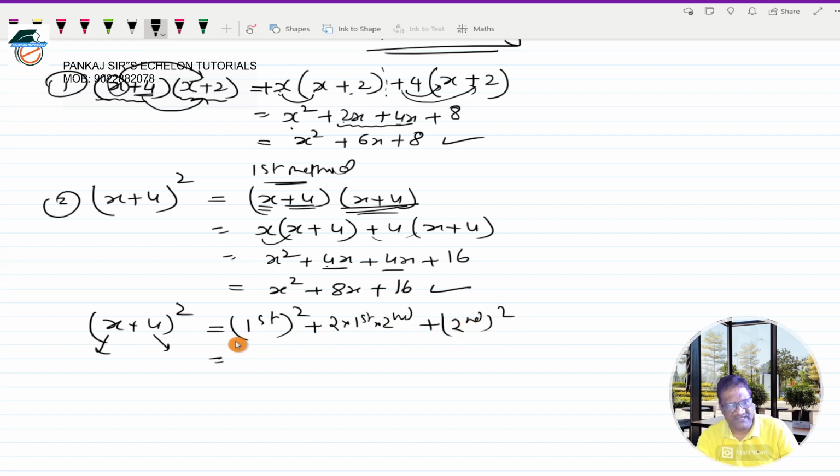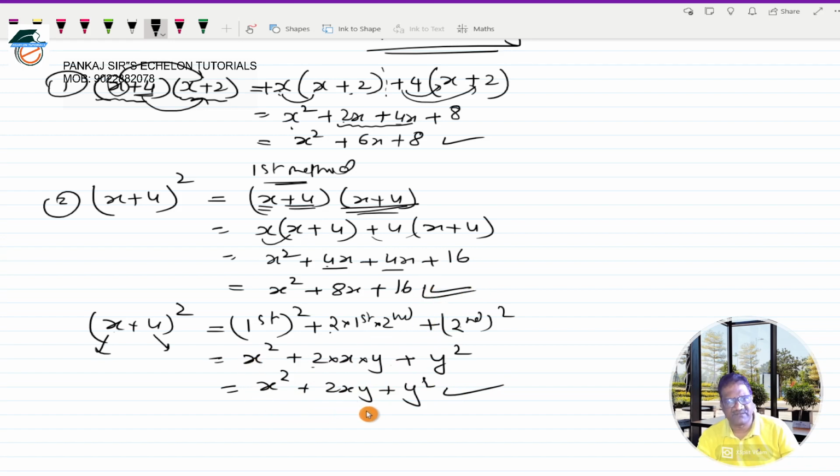Now let us take what is actually the first term. This is a general formula for a square. The first term is x, so I'll write here x square plus 2 into first term x, second term y, plus second term y whole square. This will work out to x square plus 2xy plus y square. Can you see here also you are getting the same answer? I'm sorry, the second term is not y, it is 4 over here.